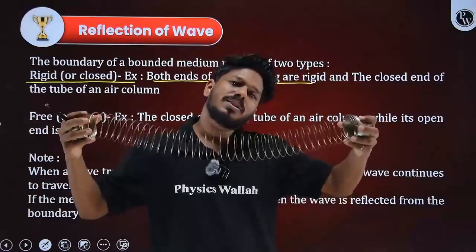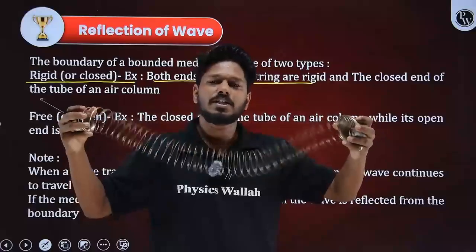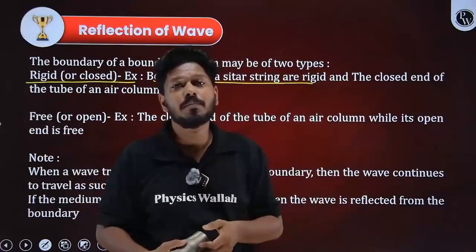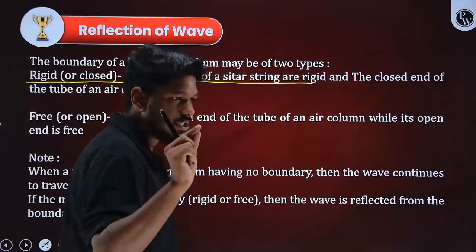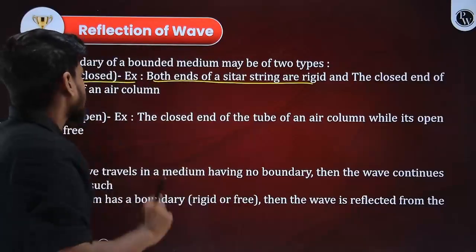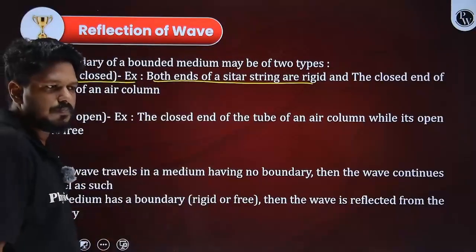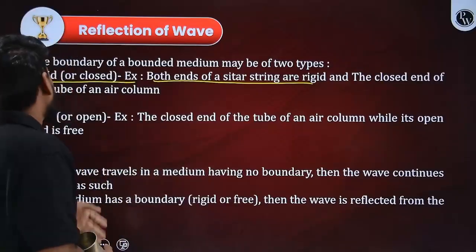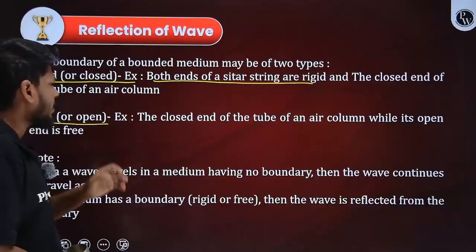So if both the ends are fixed, if I create a disturbance, can you see it is going in upward direction, but while returning, while reflecting, it is coming in downward direction. So this is the thing that you should remember. If both ends are closed or both ends are fixed, we call it rigid.